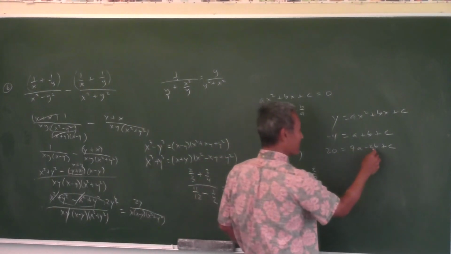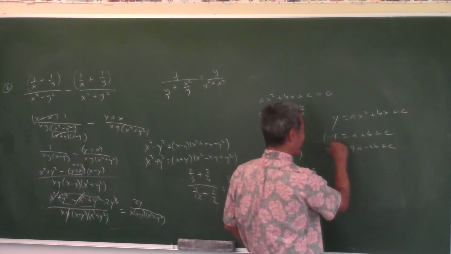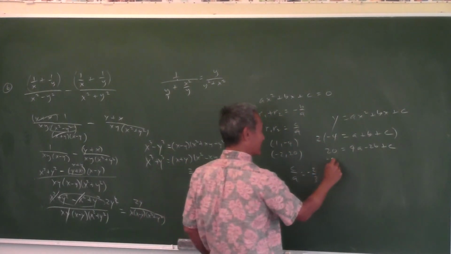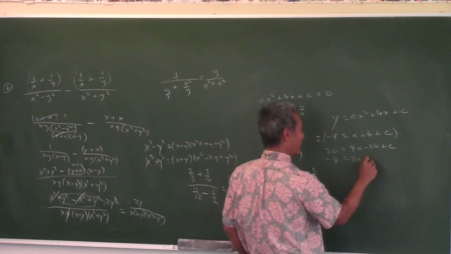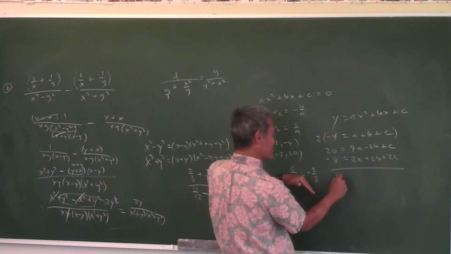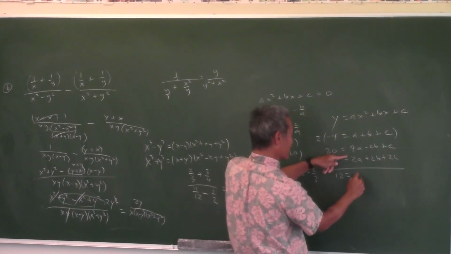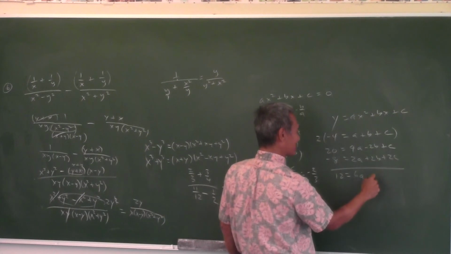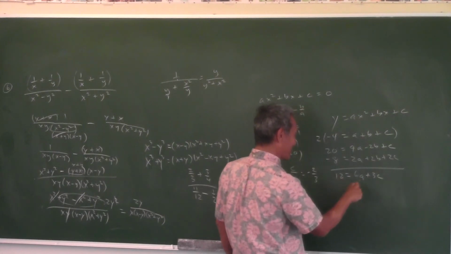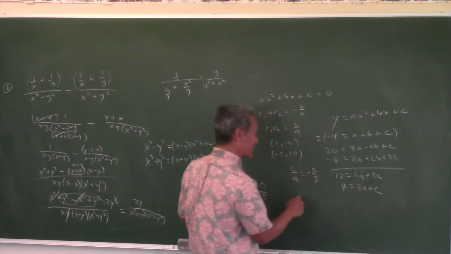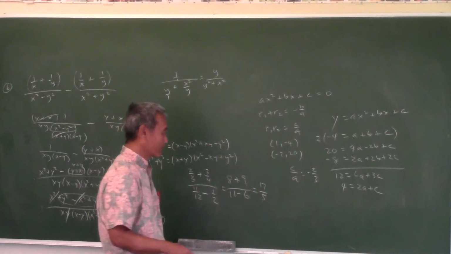So if I want to eliminate b, I'm going to multiply this equation by 2 and add. So what do we got? -8 equal 2a plus 2b plus 2c. Add these equations and you get 12 equal, what is that? We're adding, yeah? 6a, the b's cancel out, plus 3c. Divide by 3. 4 equal 2a plus c. There, now you got 2 equations, 2 variables you can solve.